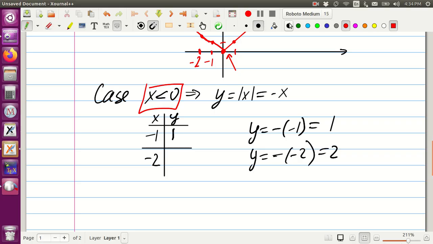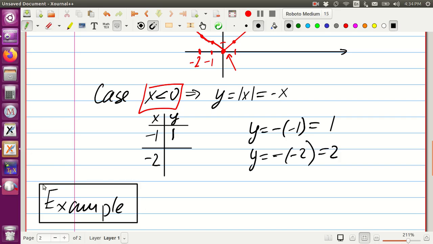All right, so we're moving to the next example. Next example, we're going to do the following sketch. The assignment says sketch f of x equal to x squared minus 4 divided by x minus 2.